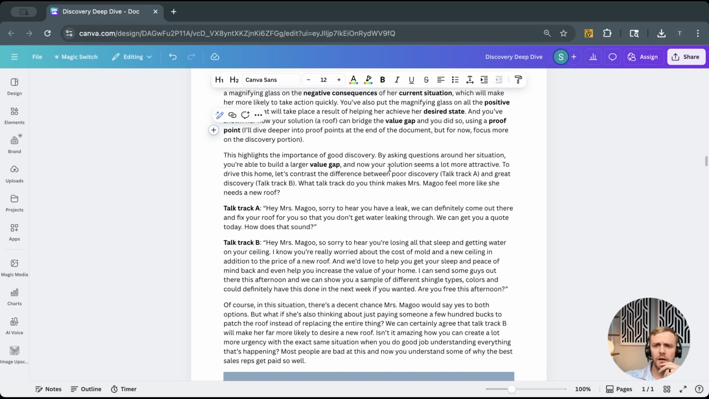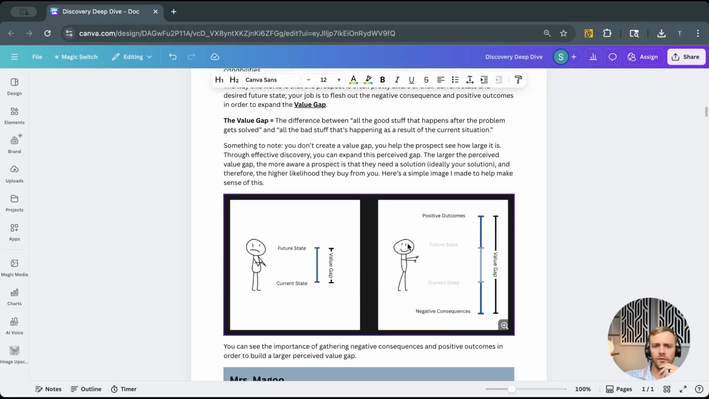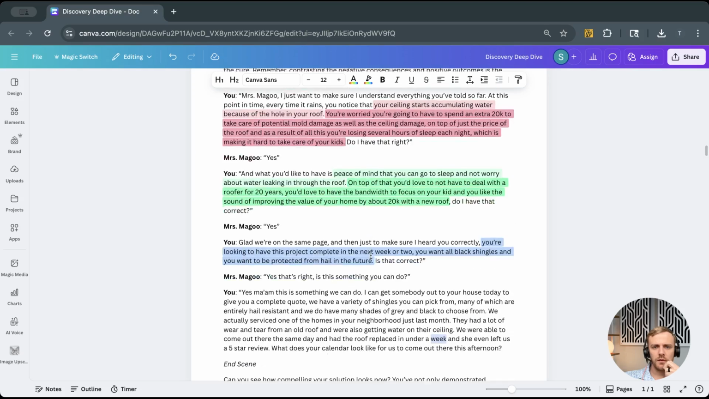Just to highlight this, the benefit of the value gap, I'll use 2 examples. One example will be this versus this here below.